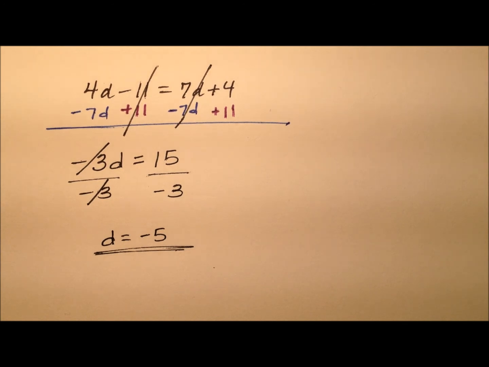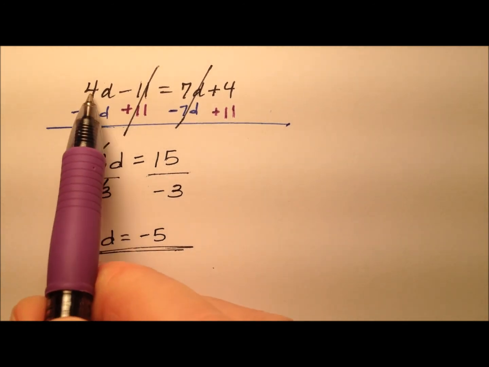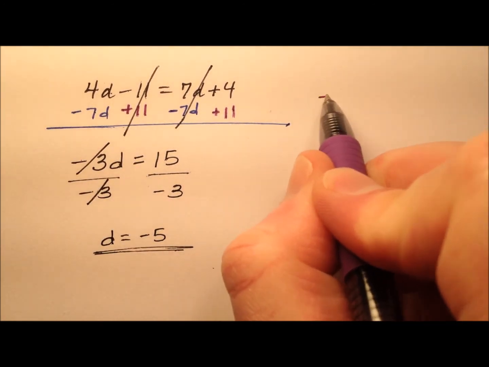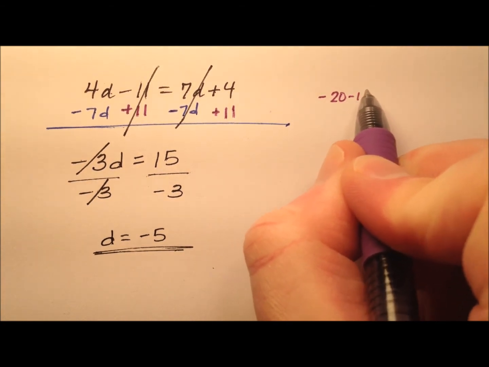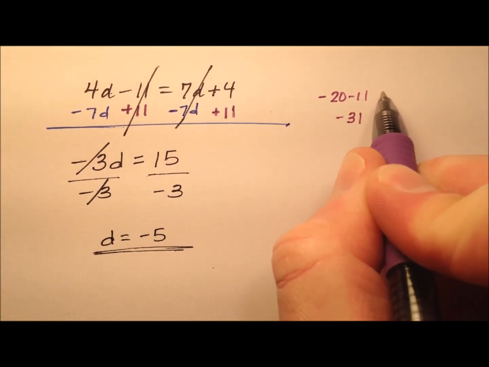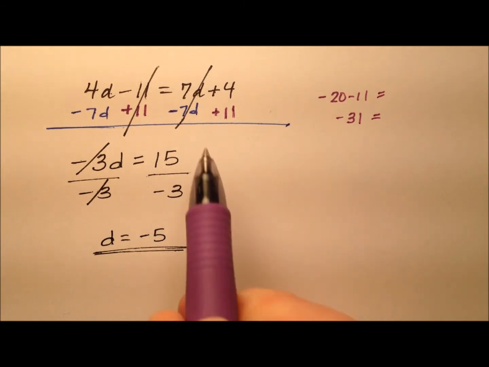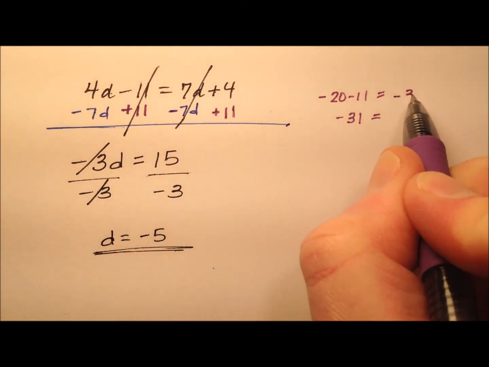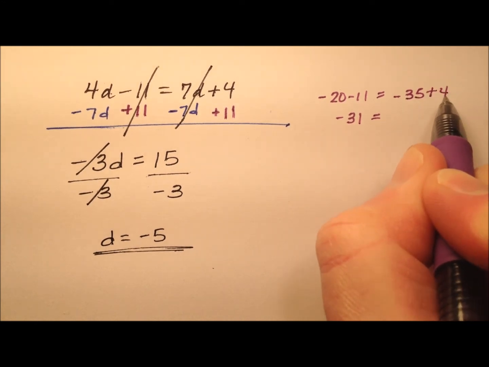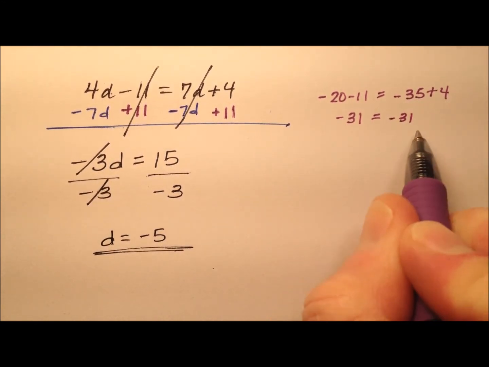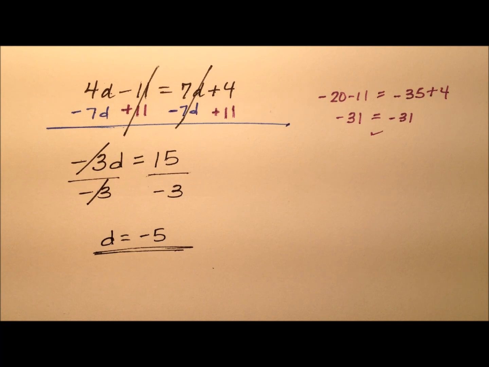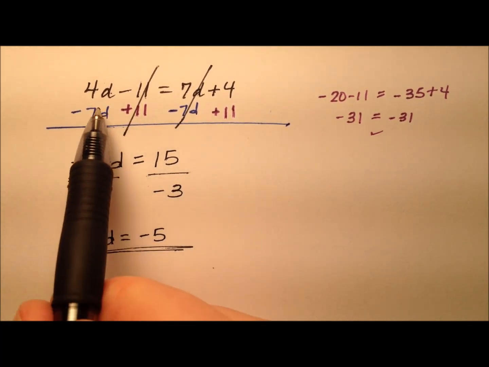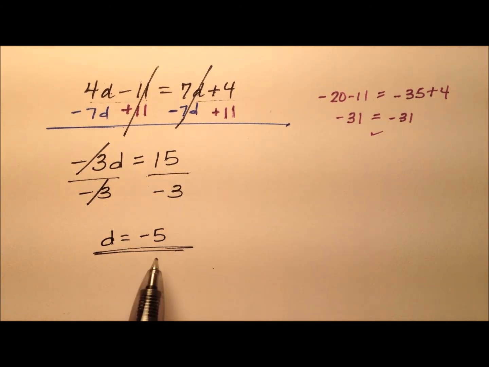Let's plug it back in and make sure that it works. 4 times negative 5 is negative 20, and then minus 11 gives me negative 31 on the left side. 7 times negative 5 is negative 35, so negative 35 plus 4 gives me negative 31 on the right side, and we see that negative 31 equals negative 31. So the value for d that makes this equation true is indeed negative 5.